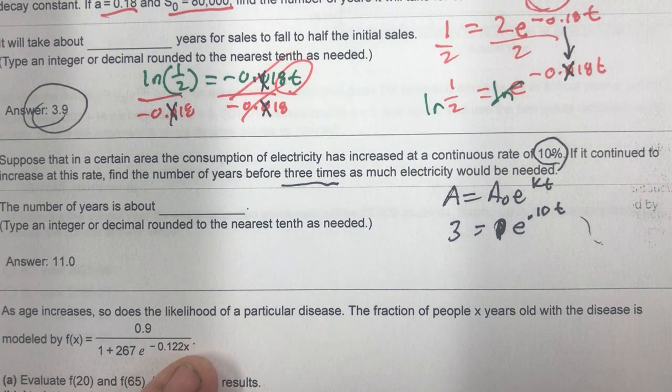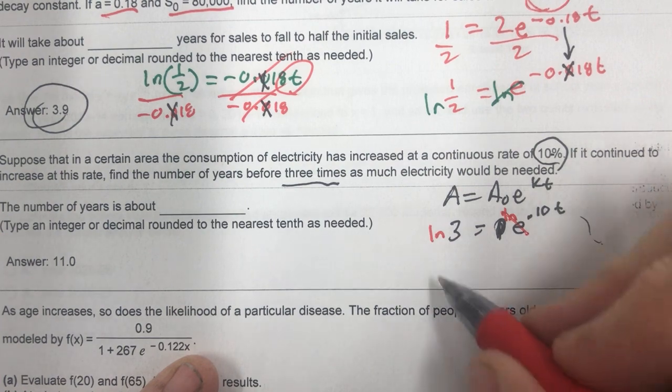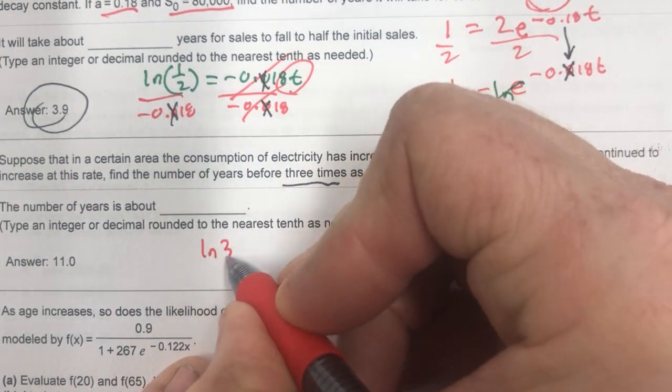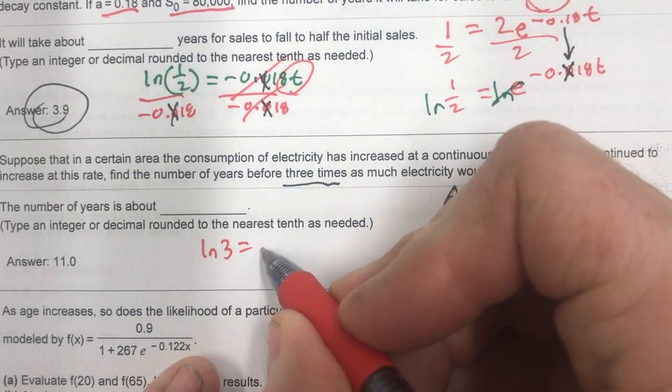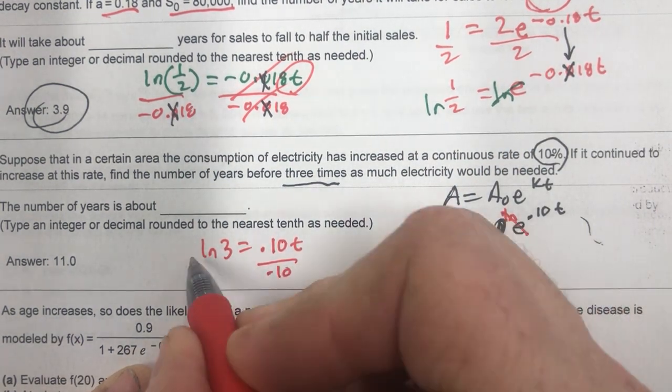And so now all I need to do is take the natural log of both sides. This will cancel. So natural log of 3 equals 0.10 times t. And I'm going to divide by 0.10.